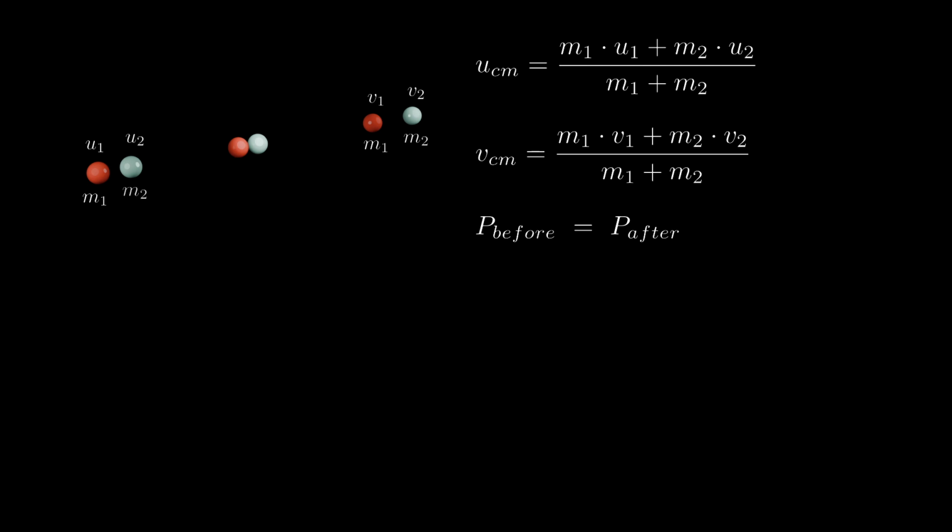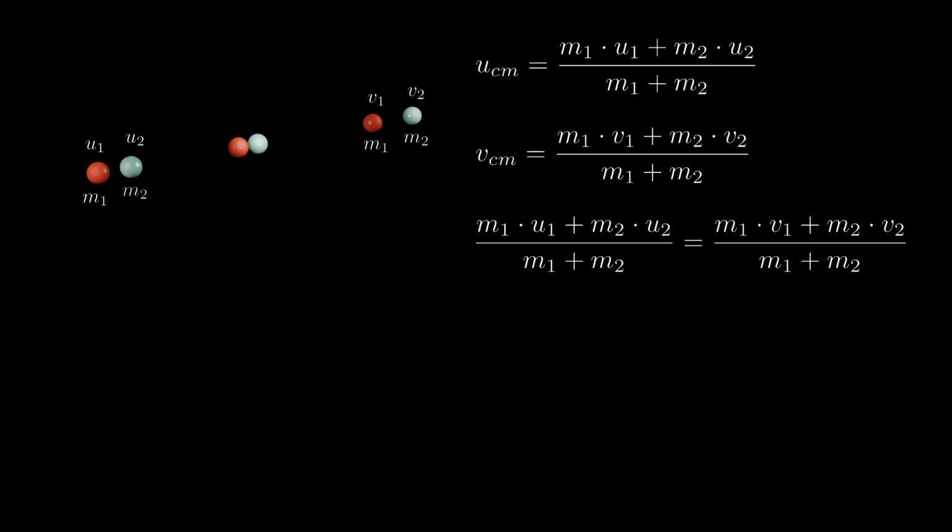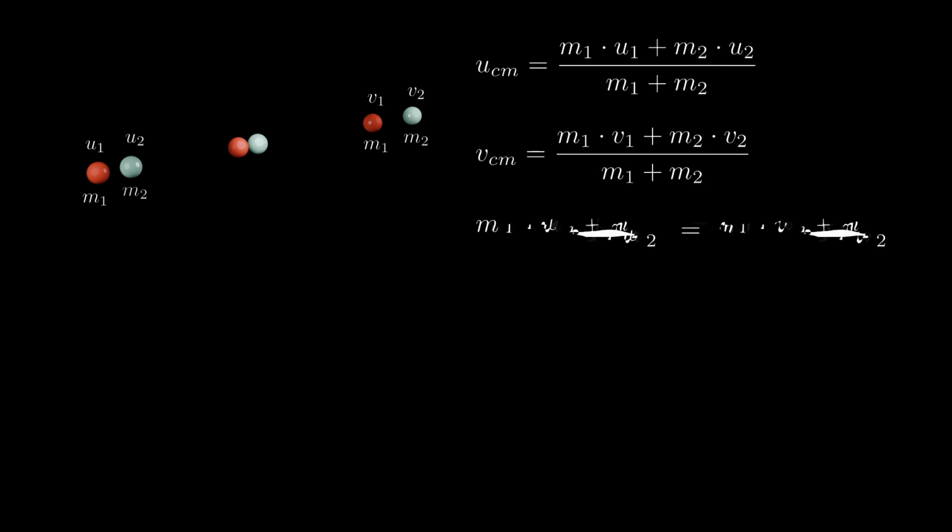In the laboratory frame, total momentum before and after the collision is conserved. Therefore, we can equate the velocity of the center of mass before and after the collision, resulting in this expression. This expression comes in handy when we have to solve problems related to collisions. You need to note that this expression is valid only in the laboratory frame, as momentum is conserved before and after a collision only in the lab frame.